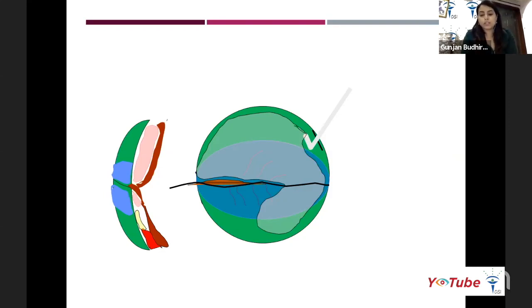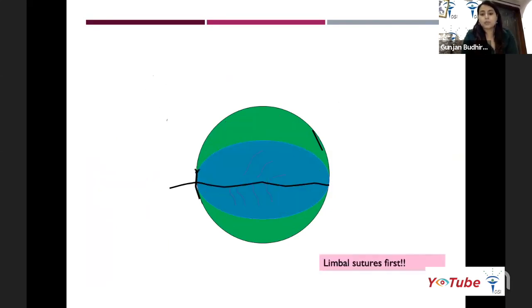Coming to these initial steps, first viscoelastic is injected and the iris is pushed inside, and then we have to see the extent of the tear. Here we have a limbal to limbal full thickness tear.